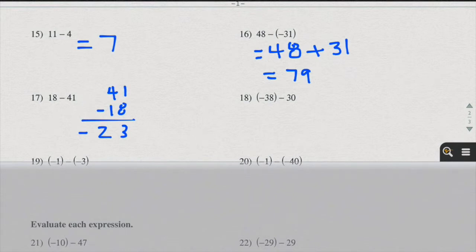So I'm just going to erase that. But anyway, you end up getting -23. I'll do the same method for number 18. So you end up getting -38 minus 30.